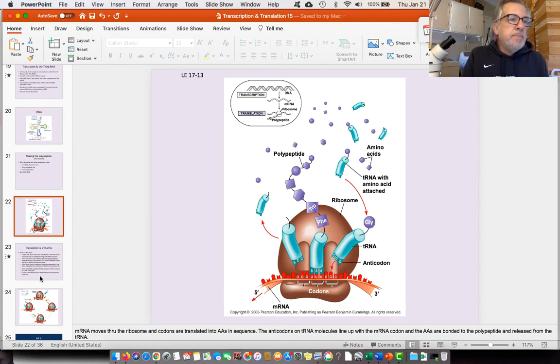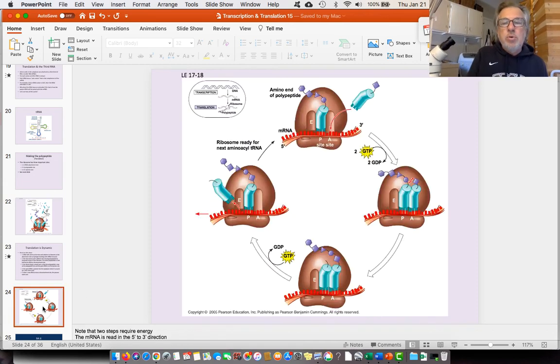Now, the idea here is that the tRNA has an anticodon that is the complement of the mRNA codon. So here we see GGC, and we see here that the anticodon CCG is coming in to match with this, right? And so the ribosome will only accept the tRNA that has the right anticodon, and in that case, it'll bring the right amino acid in.